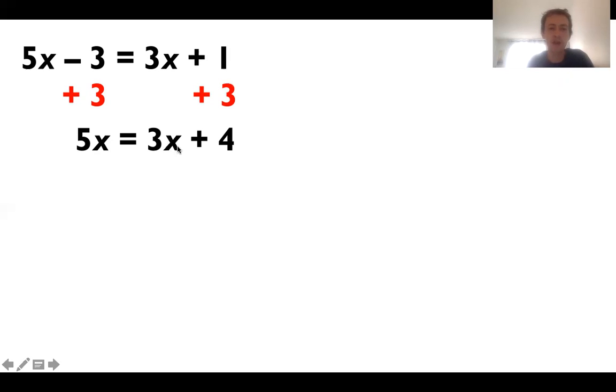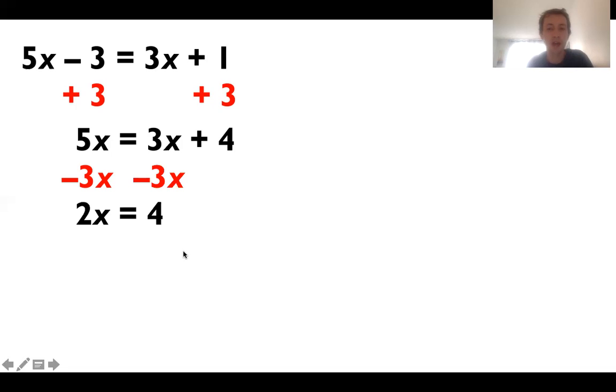How about we subtract 3x from this side, because I don't want to see any more letters on this side. Well, if I do that, I've got to subtract it from both sides. So 5x take away 3x is going to be 2x. 3x plus 4 take away 3x leaves me with just the 4.